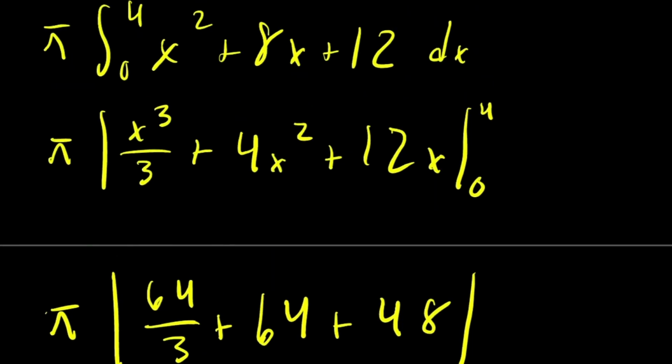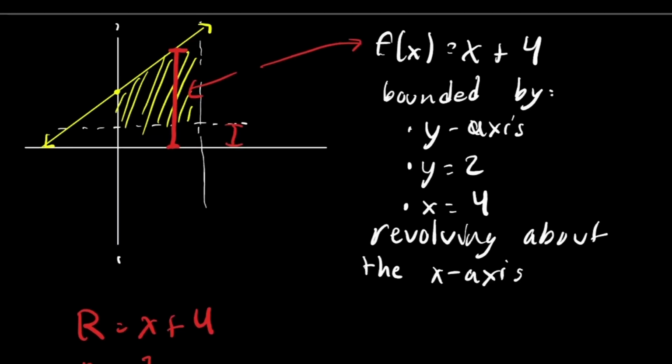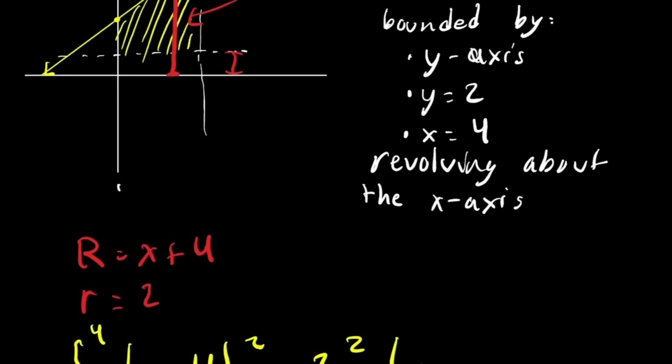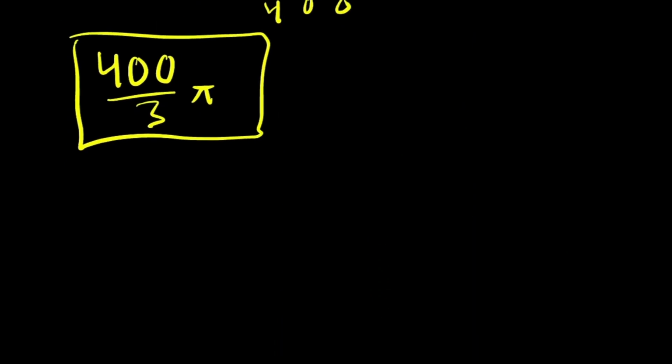400 pi over 3. And here you could technically do geometry, I think, again. You'd have to calculate the volume of like two different cones, which would be a pain. So I wouldn't suggest that in this situation. But do whatever you think is fastest for you. All right. I mean, it's not too complicated so far, right?